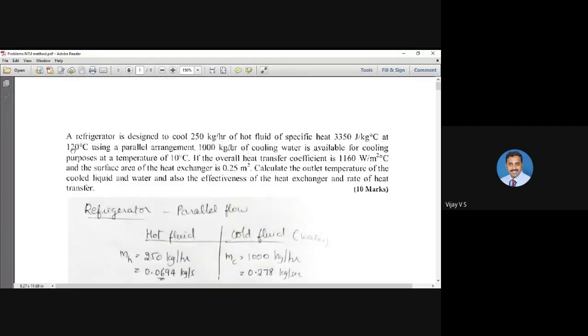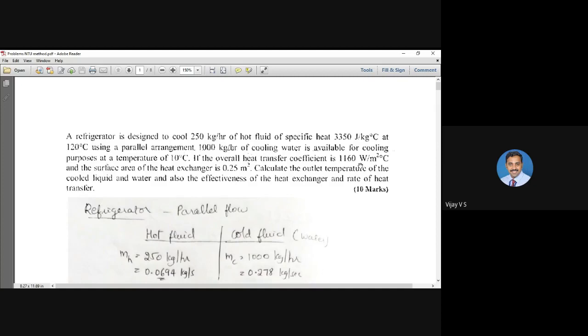So the first problem, let us go through. This is from June-July 2019, last year's question paper. A refrigerator is designed to cool 250 kg per hour of hot fluid of specific heat 3350 joules per kg degree centigrade at 120 degree centigrade using a parallel flow arrangement. So we know it is a parallel flow heat exchanger and the flow rate is given. 1000 kg per hour of cooling water is available for cooling purpose at a temperature of 10 degree centigrade.